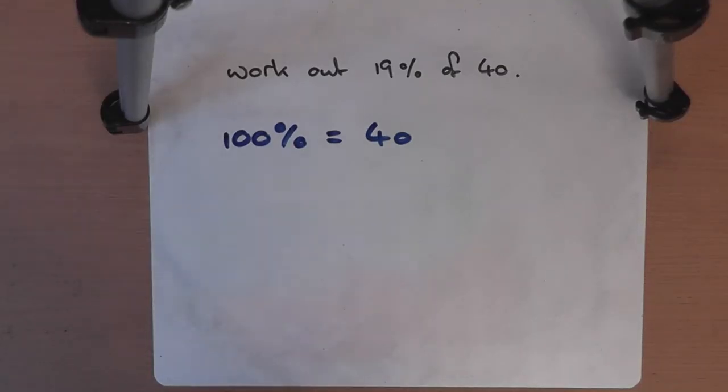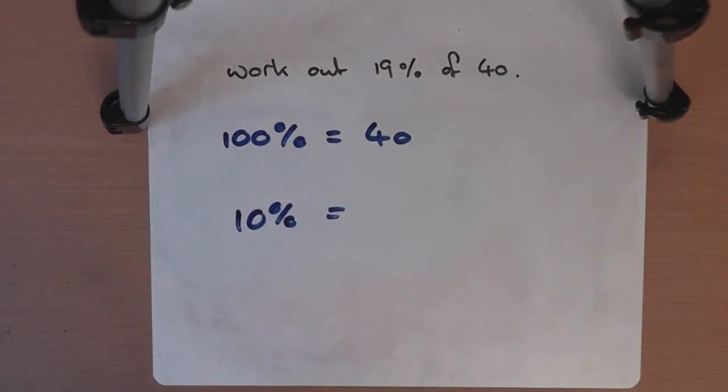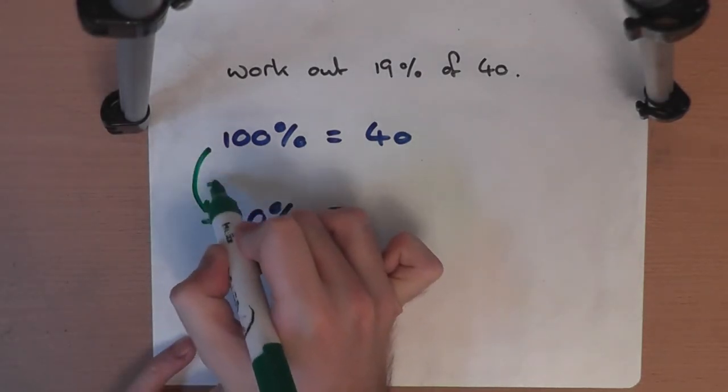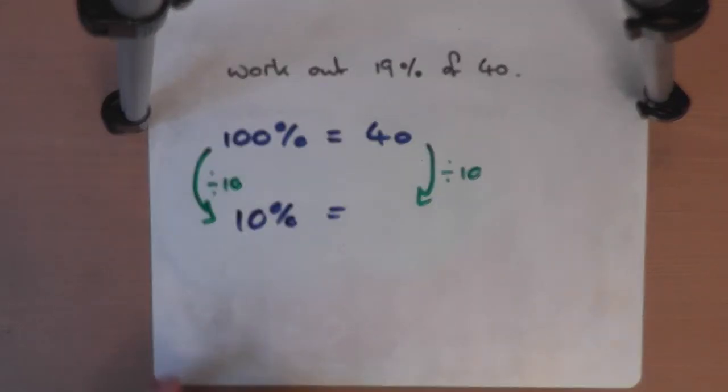So we have once again that 100%, everything we're dealing with is the whole of the 40. We could, for example, use the 100 to find 10%. How are we going to find 10%? Well, how many 10% make up 100%? There are 10 tens in 100, so that means if we divide by 10, we will be finding 10%.